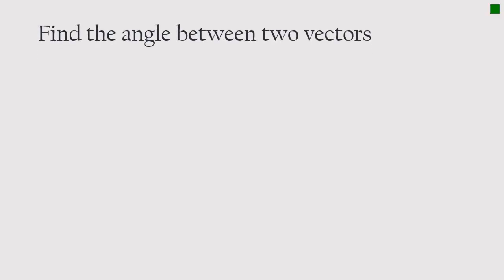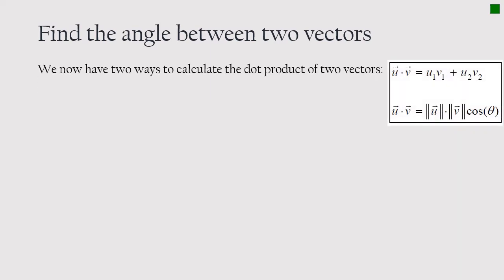The same answer that way. Find the angle between two vectors. So now we have two ways to calculate the dot product with two vectors. So we have this and we have this.